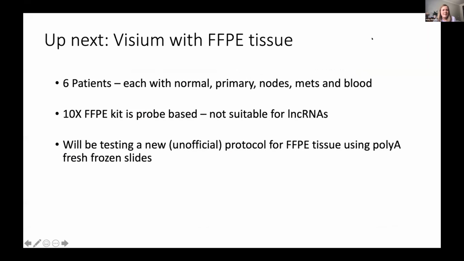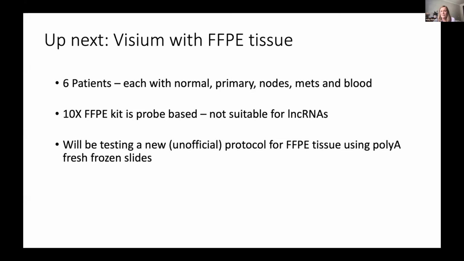So up next for me is Visium FFPE. So Ivone mentioned that FFPE is probe-based. So that unfortunately rules out me for detecting lincRNAs, because we really require that polyadenylated tail to pull them down. But the Dunedin colorectal cancer cohort has a really big pool of patients which do have tissue stored as FFPE tissue.